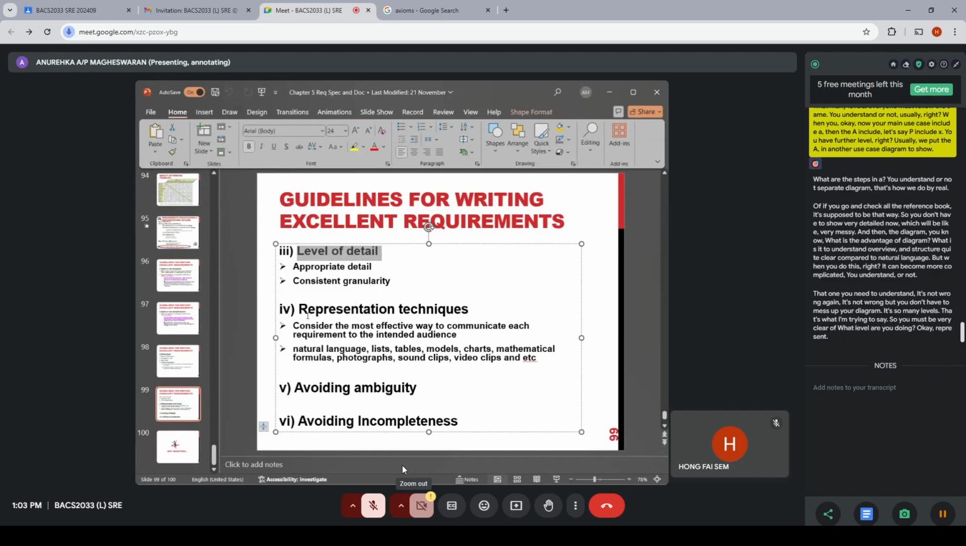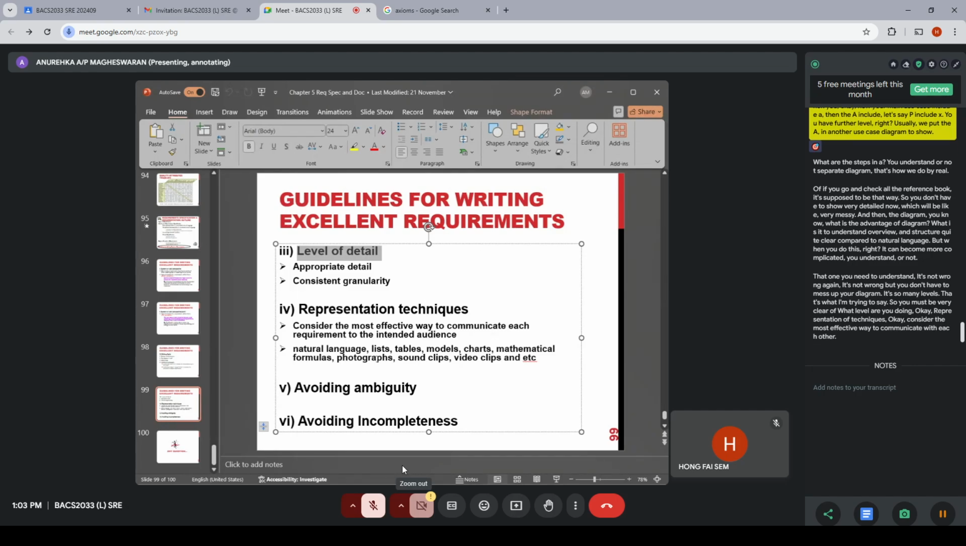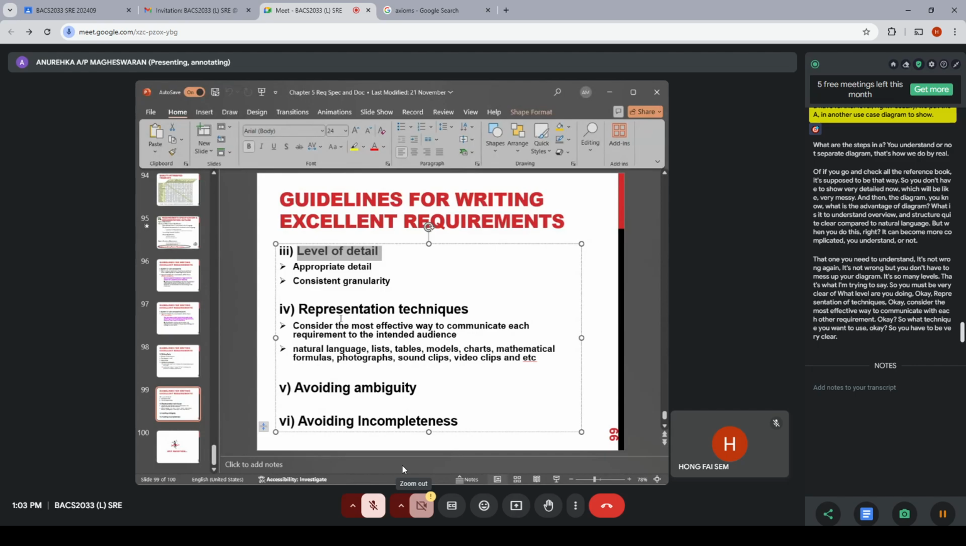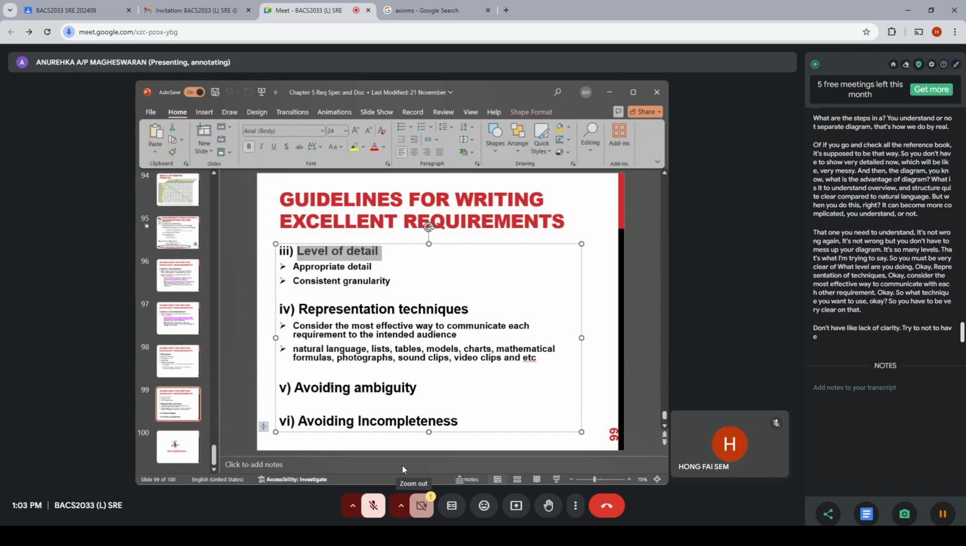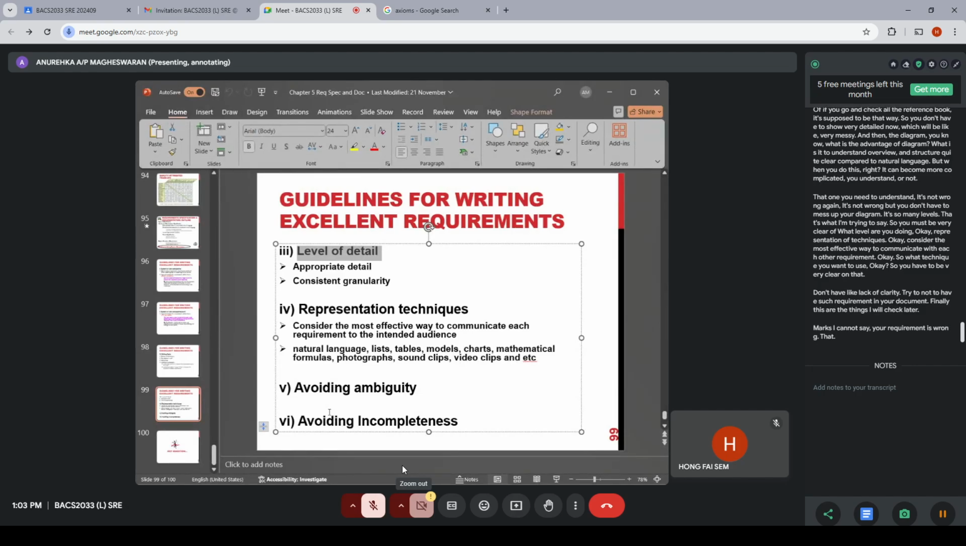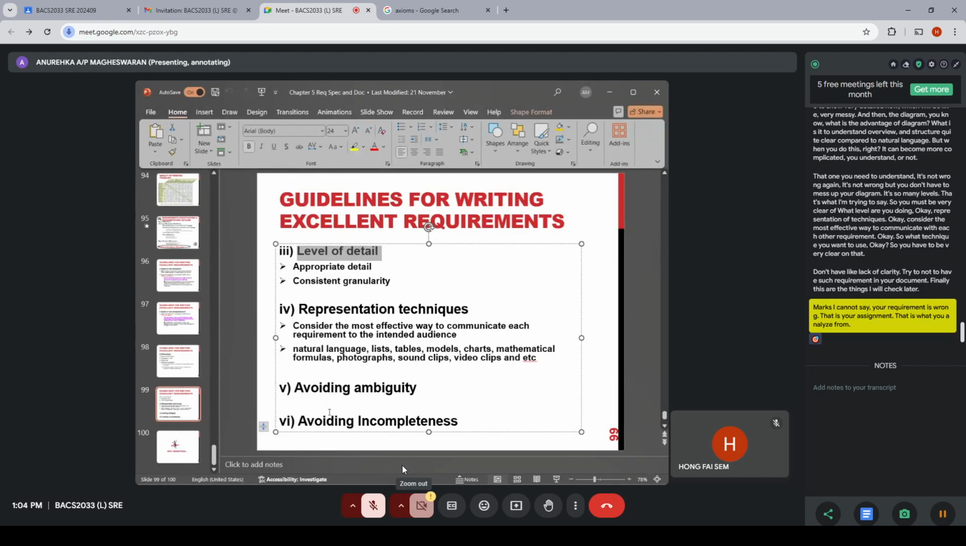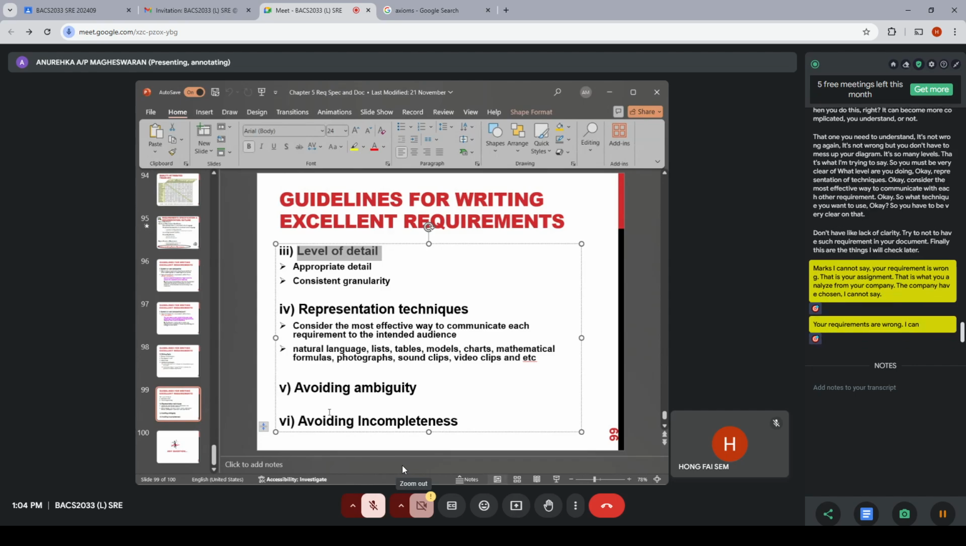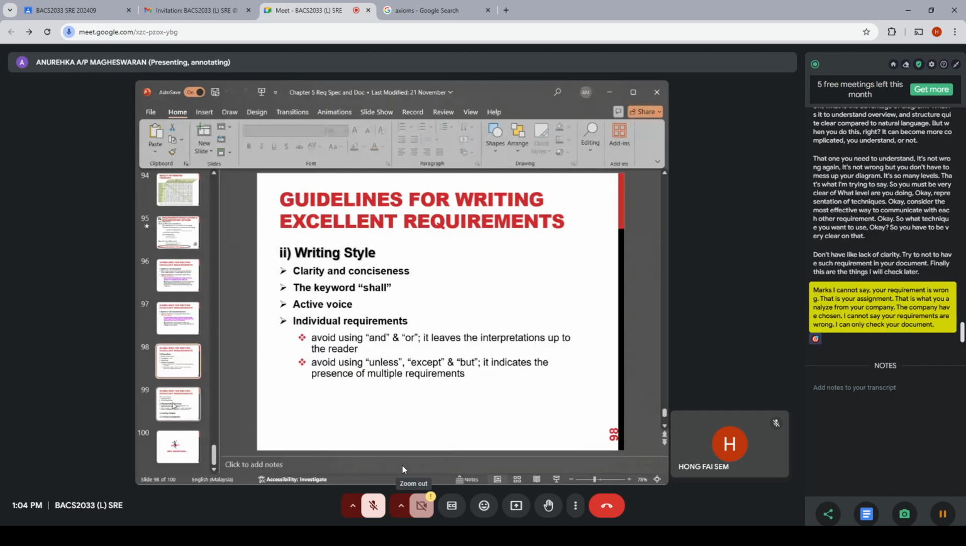Okay, representation of techniques. Consider the most effective way to communicate each requirement. So what technique do you want to use? You have to be very clear on that. Don't have a lack of clarity. Try not to have such requirements in your document. Finally, these are the things I will check later to give you marks. I cannot say your requirement is wrong. That is your assignment. That is what you analyzed from the company you have chosen. I cannot say your requirements are wrong. I can only check your document for these things.